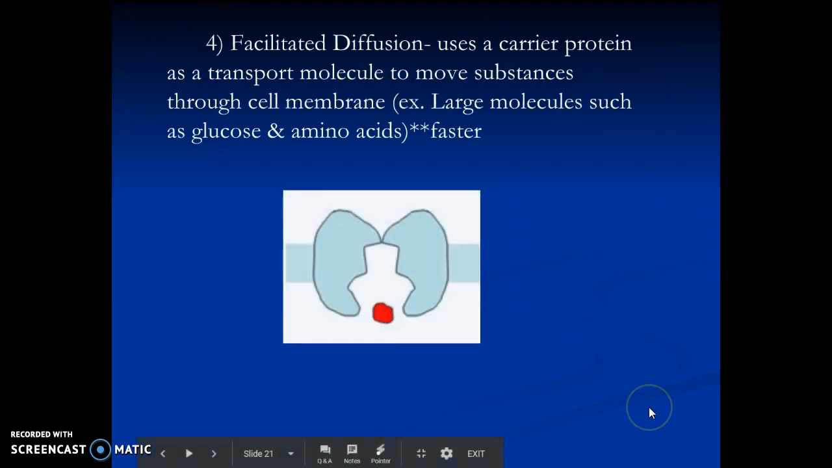And the last one is facilitated diffusion, which is not a charged molecule, but a large molecule. So I kind of like to say if it's large or charged, it has to have a protein to move it through. We're still moving from high to low. It's still passive, but we just can't get through this door to the phospholipids, so we have to have a special door. So we call these carrier proteins because they carry large molecules inside and outside of the cell. So if you write this down, uses a carrier protein to transport molecules.